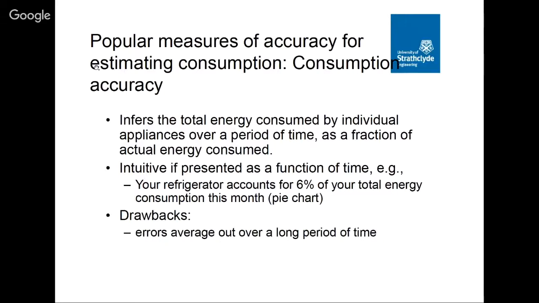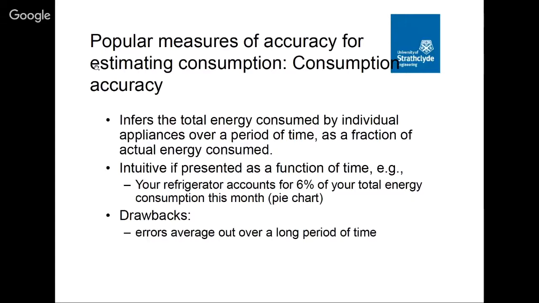So it's intuitive, especially if it's presented as a function of time. You can say I have an ACC of 0.6, 0.7. That doesn't mean much unless you say, well, your refrigerator accounts for 6% of your total energy consumption for this month or for these 2 weeks, because the results will vary depending on the window of time you've tested it. There are drawbacks to that as well, because the errors can average out. On one day you could underestimate your SEC, on the next day you overestimate, and they kind of cancel out, and then you get a good ACC measure.